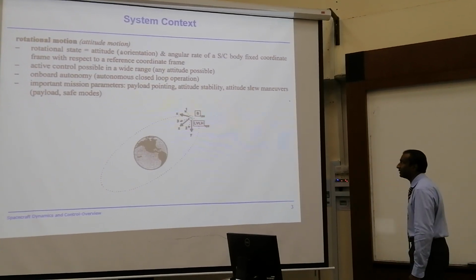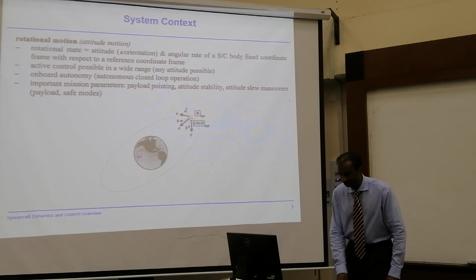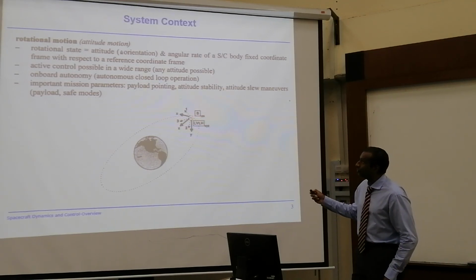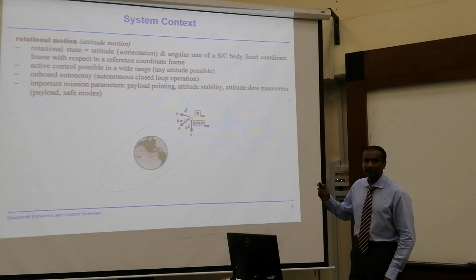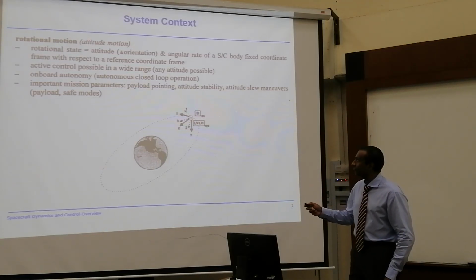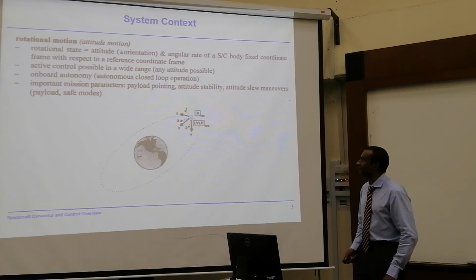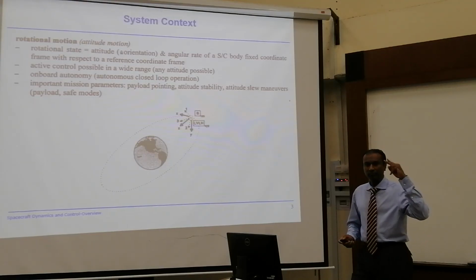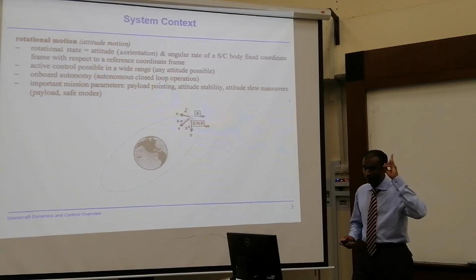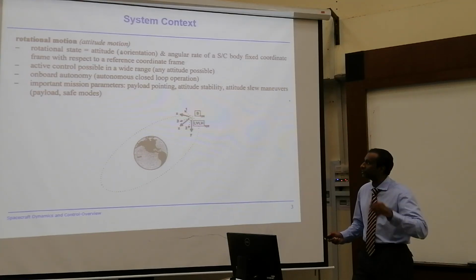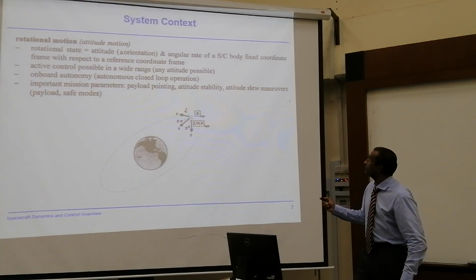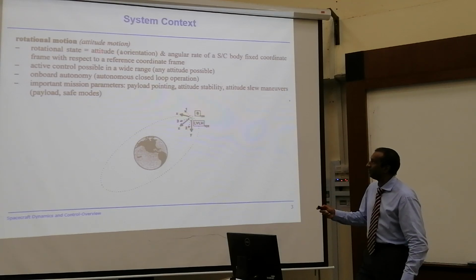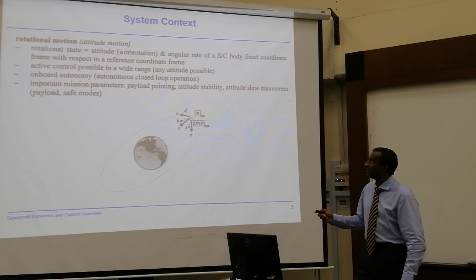Important, rotational motion. Now, we come to attitude motion. Let us define and understand this very, very well. Rotational motion is the rotational state. It's basically its attitude state and angular rate. I told you two components are important. In orbital mechanics, two components. Here also two components. The frame is actually, you see, the body frame. It's a body fixed frame. I will explain afterwards. Body fixed frame with respect to the reference coordinate frame.